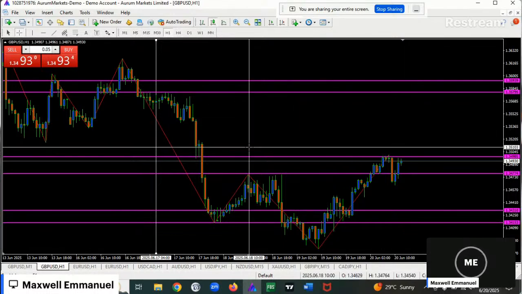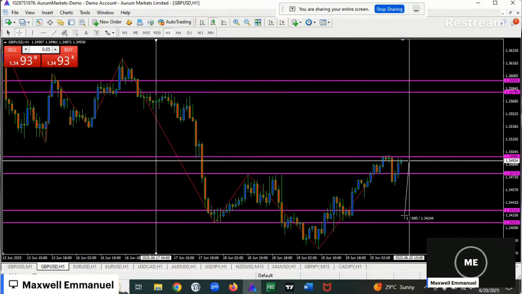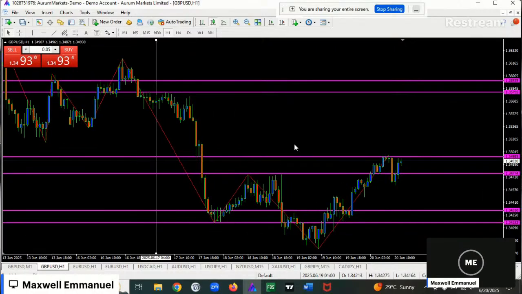Set your stop loss. You can use maybe this high as your stop loss. If I'm selling from this point and I'm aiming for this, the risk reward is not bad. Let's say you use a 30 pips stop loss, you aim for 50 pips. It's still a good risk reward. So you can go ahead and take that trade.